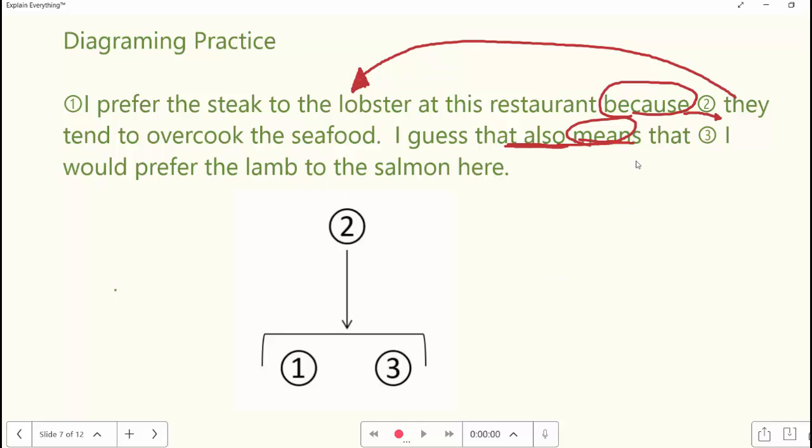So we have multiple inferences from one statement, right? And when that happens, we take the multiple statements being inferred, and we put them in the box. So that's 1 and 3. The truth flows downward, so we put what they're supposed to follow from up top. So we put 2 as the premise.